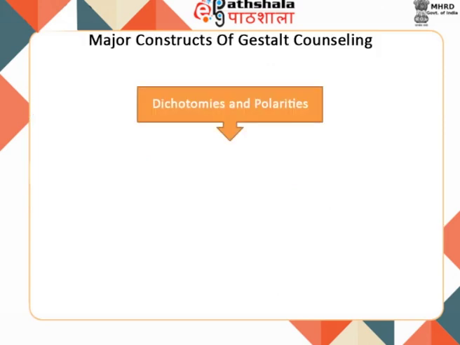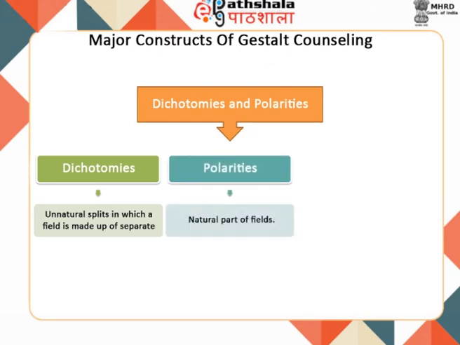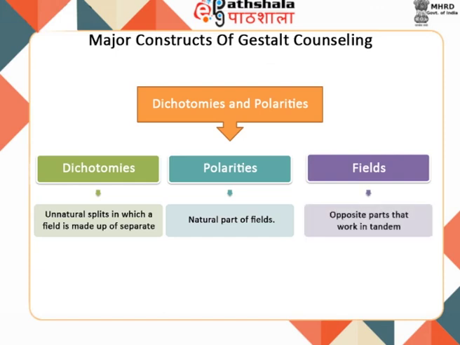Dichotomies and polarities. Dichotomies are unnatural splits in which a field is made up of separate, either-or parts instead of integrated elements in relationship to one another that form a whole. Polarities, however, are a natural part of fields. Fields are differentiated into polarities, opposite parts that work in tandem or contrast to one another to help clarify meaning.